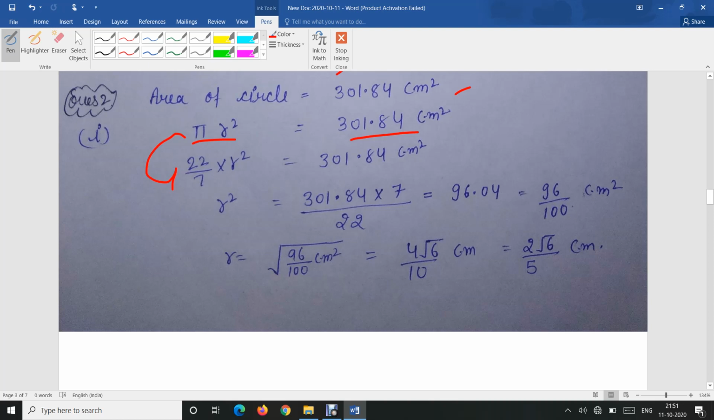So from here, 22/7 multiplied by r square is equal to 301.84 centimeter square. Now from here you can find out the value of r square, which will be equal to 96.04, or you can write it as 96/100 centimeter square. Now this is r square, and you have to find out only r. So if you need to remove this square, then obviously you have to take the square root of the value on the right hand side.